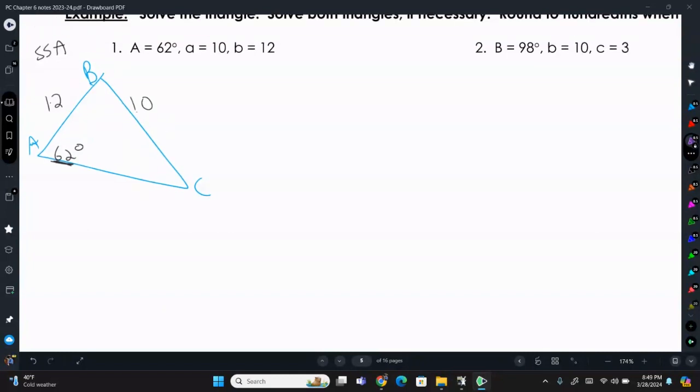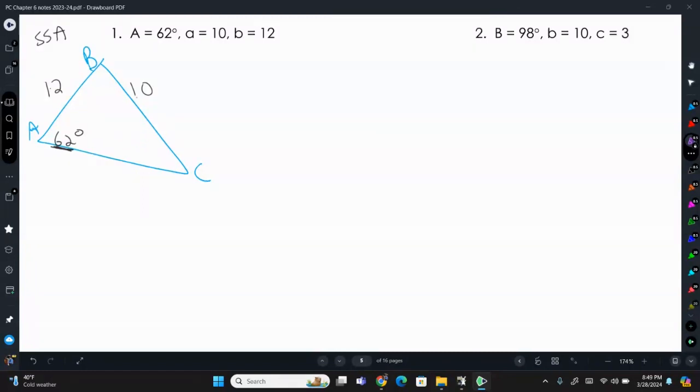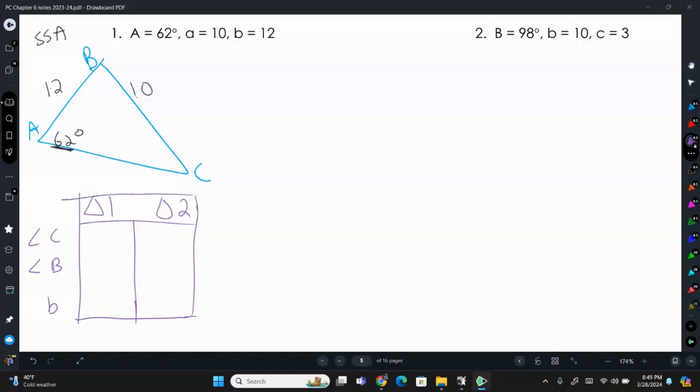All right, so now we have to find angle C next. So we have two possible triangles. We have triangle 1, triangle 2, and we need to figure out angle C. We need to figure out angle B and side B for both triangles. Now, if we get a situation where it doesn't make sense, let's say we find angle C and it doesn't make sense, we don't have to keep going. We can just say, all right, we're done.